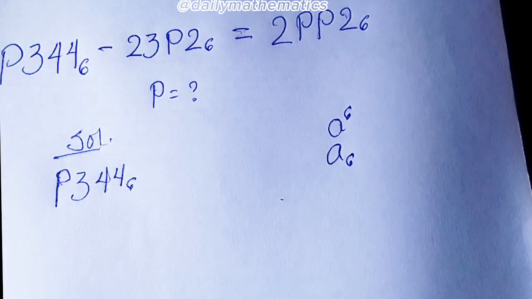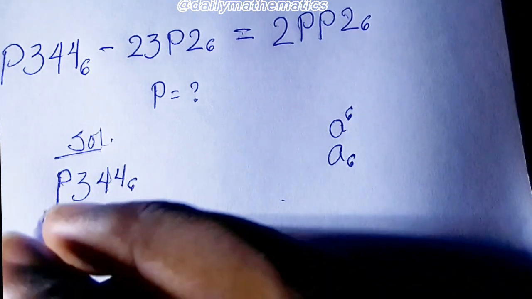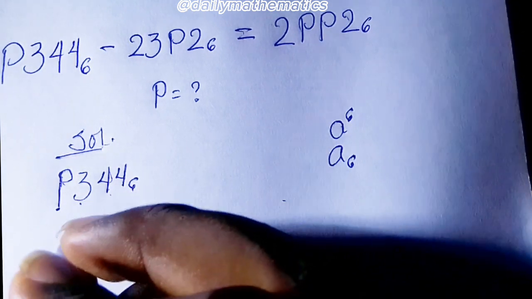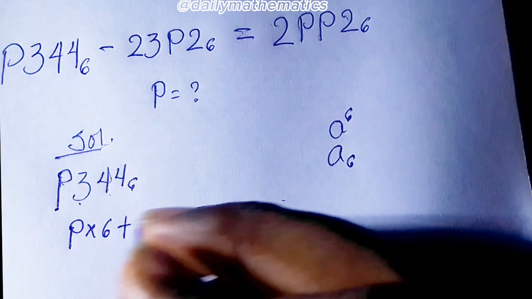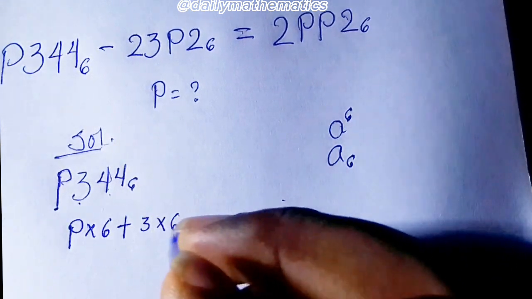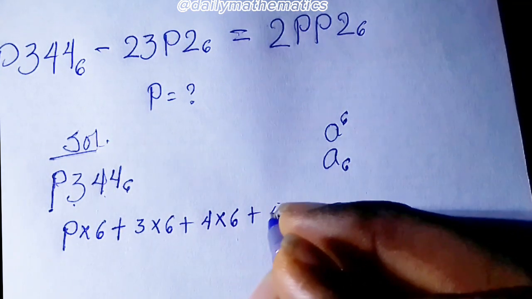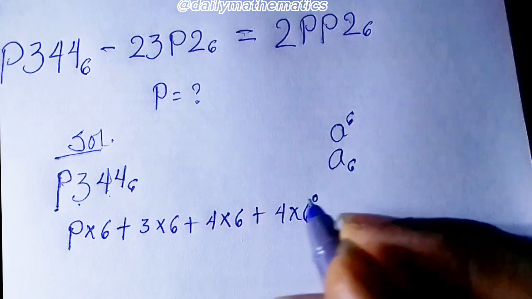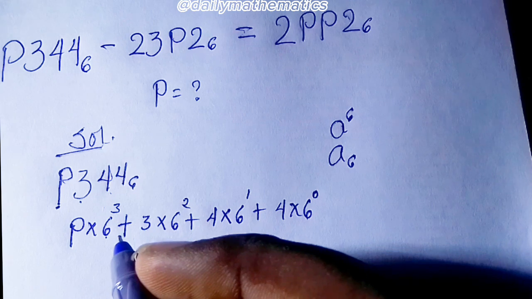Now how do you change a number in any base to base 10? It's easy. First of all, you multiply each digit of that number by the base. This is what I'm doing. You multiply each digit, p times 6, and then you start adding, plus 3 times 6, plus 4 times 6, plus 4 times 6. You number it, you put raised to the power of 0, 1, 2, 3. It depends on how it goes.